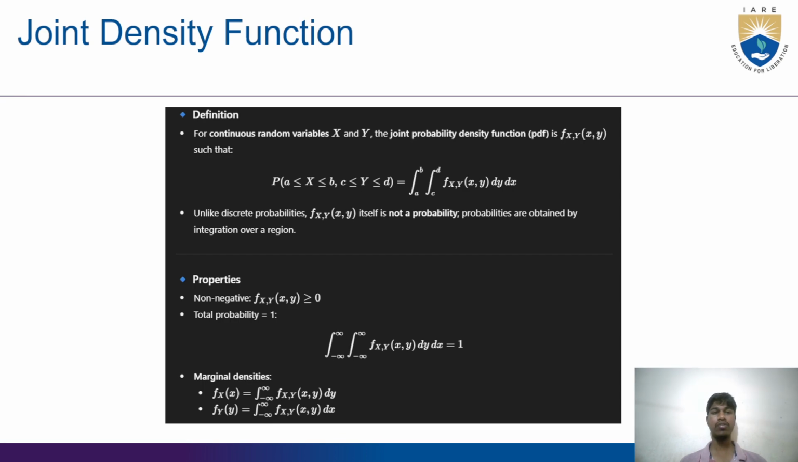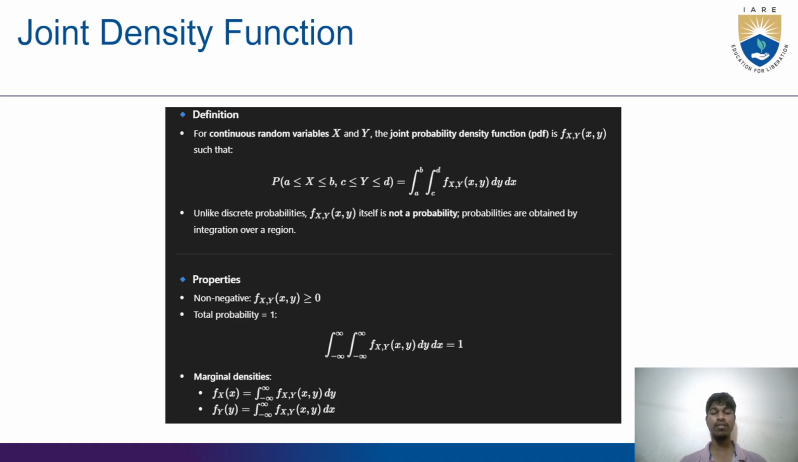Earlier, we said what the joint mass function is. Now, let's see what the joint density function is. The definition of the joint density function in maths is for continuous random variables, where X and Y are the random variables. The joint probability density function, PDF, is a function f(x, y) such that the probability of x between a and b, and y between c and d, is equal to the double integral from a to b and c to d of f(x, y) dy dx.